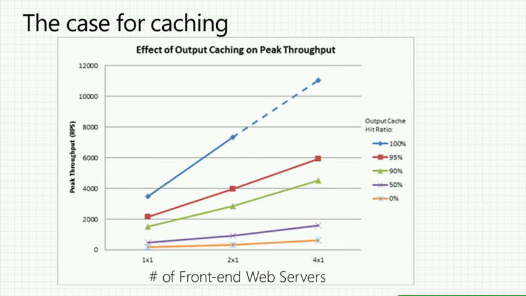And then the line becomes dashed, which is interesting, because at this point in this test, we couldn't actually go any further because the bottleneck becomes the network adapter on the machine. We can't throw 10,000 requests per second at the machine because the network card in the environment becomes the bottleneck. Now, of course, there are ways to get around those additional bottlenecks, but it demonstrates the effect of output caching on our peak throughput.